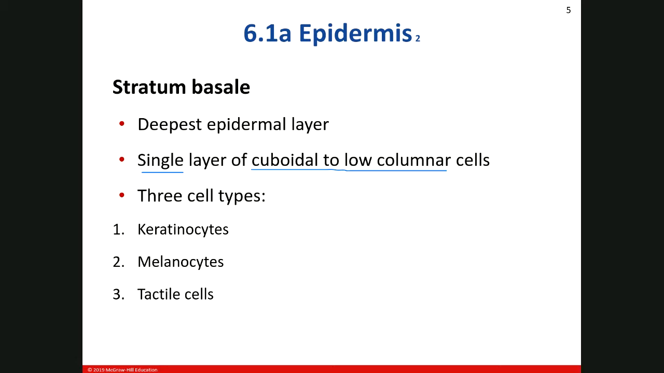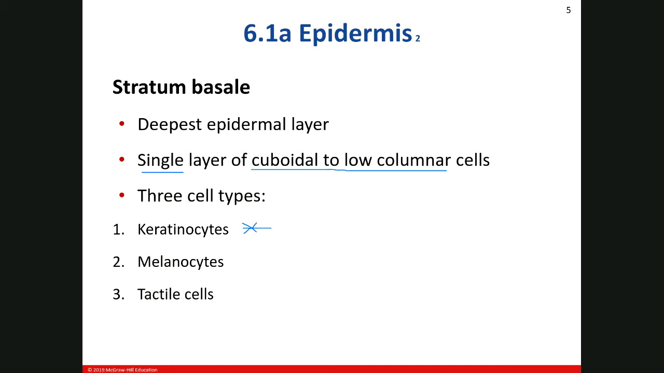So there's three cell types that we find here. The predominant one, which is the keratinocytes. And then you've got melanocytes and tactile cells. What do you think melanocytes do? Yeah, make melanin. That's what makes some people darker than others. And then the tactile cells, these are cells that help with your nervous system for touch.